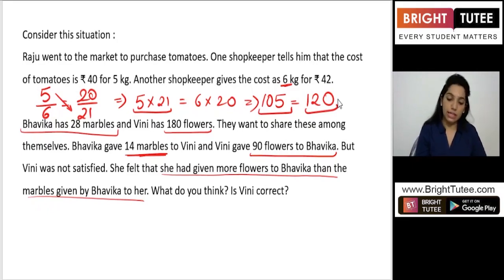So definitely we can clearly say that 6 kgs for 42 rupees is the cheaper one. So if Raju wants to buy at a cheaper price, he will go for 6 kgs, that is for 42 rupees.